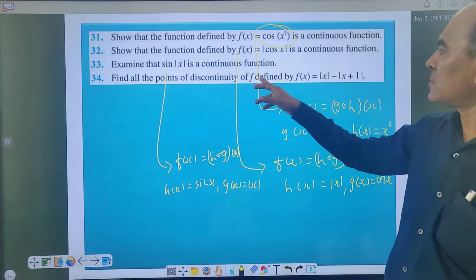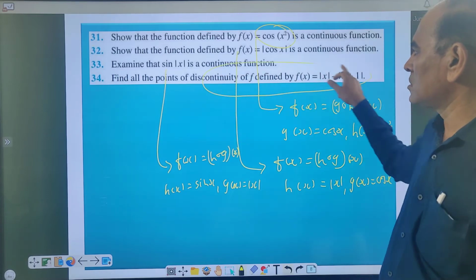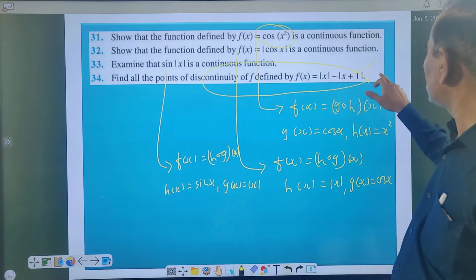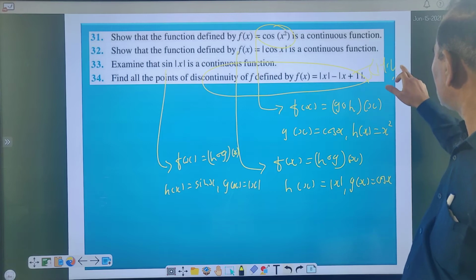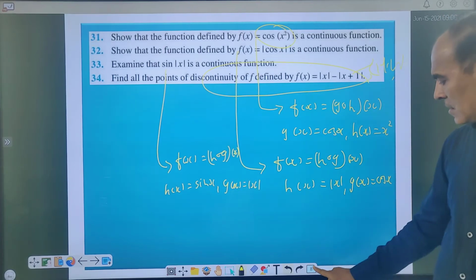And a number of sums to find the point of discontinuity, you have already seen. So I am leaving this one for you. Homework. Yes. Next.